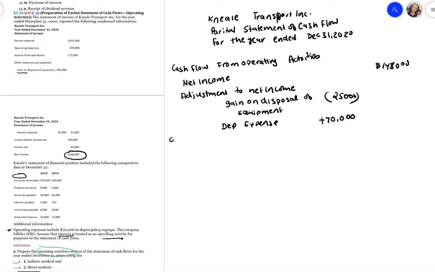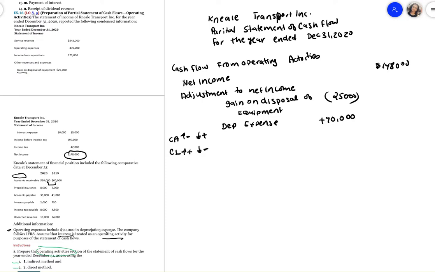Now we're looking at your current assets and your current liabilities. The current assets can go up, or the current assets can go down. How do you know if it's going up or going down? If it went down, the money is coming in. If it's an increase, the money is going out. The current liability works the opposite. If current liability went up, it is a plus. If it goes down, it is a minus.